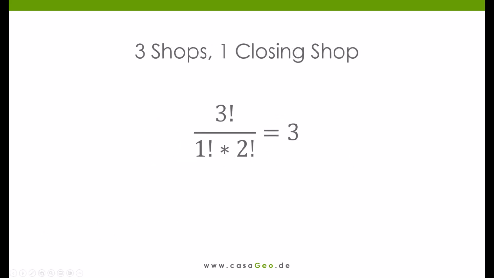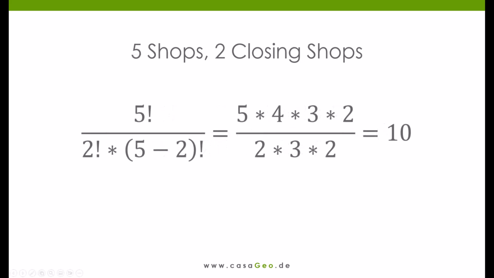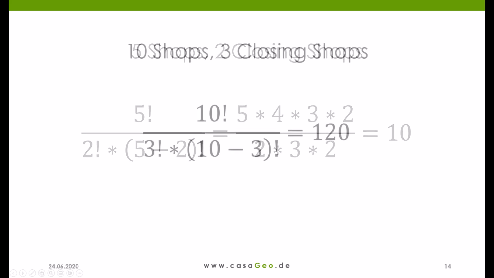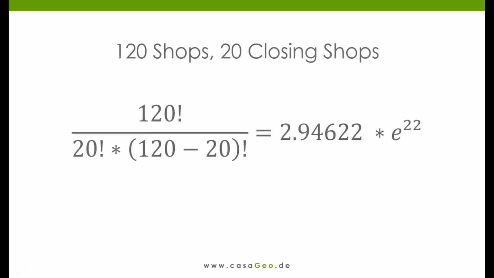3 over 1 equals 3. 4 over 2 is equal to 4 times 3 times 2 by 2 times 2. 5 over 2 is equal to 5 times 4 times 3 times 2 by 3 times 2 times 2. 10 over 3 is equal to 120 and 120 over 20 equals 2.94622 times e to the power of 22.